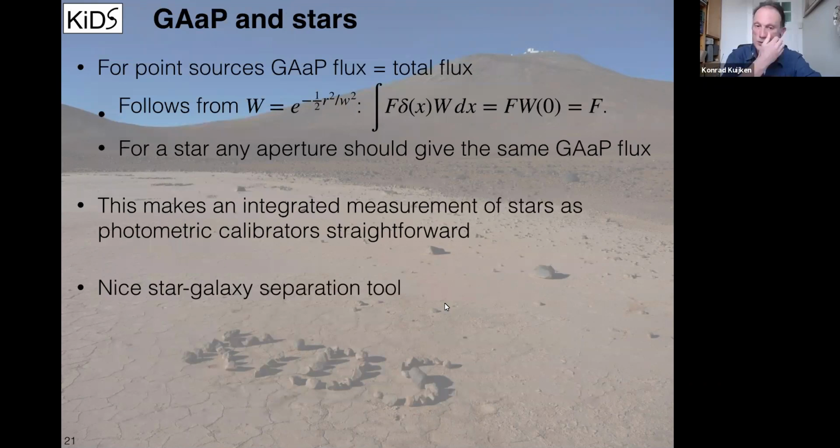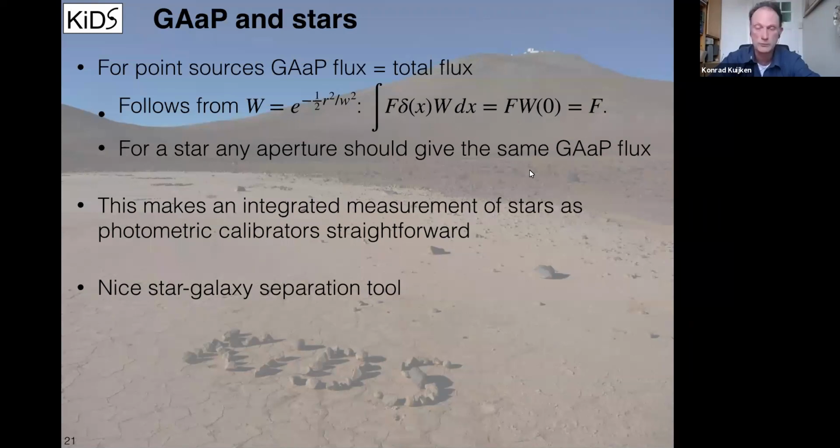So a quick word on stars. I told you we don't care about total magnitudes at all for the galaxies. As it happens, for point sources, this GAaP flux actually is equal to the total flux. And that's because if you put an aperture on a delta function, if your aperture has a value of 1 at the center, then you're going to measure the total flux. Right? So here's our aperture in the intrinsic space. The intrinsic image of a star is a delta function. The integral of the delta function times our aperture function is just 1. So it gives you the total flux. So for a star, no matter what aperture you use, elliptical, circular, large, small, you should always get the same flux out of this procedure, which is a nice consistency check.